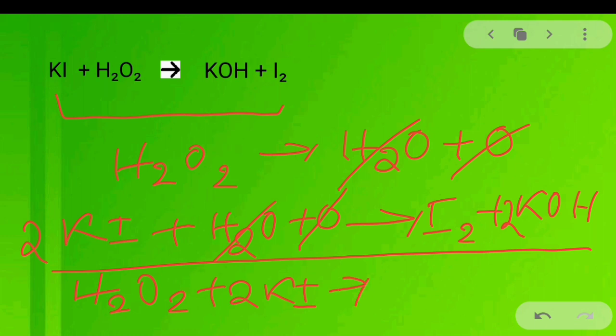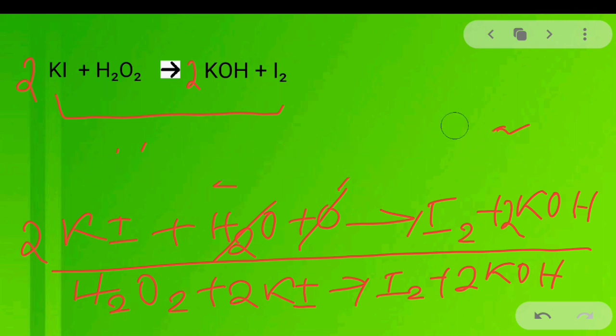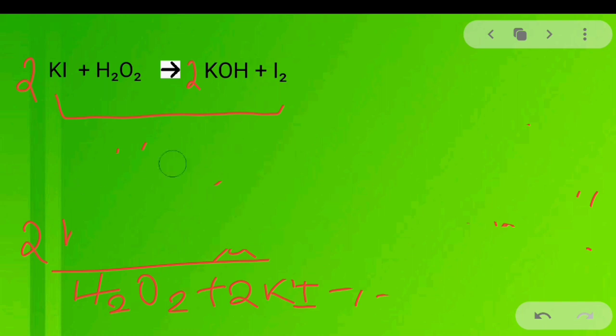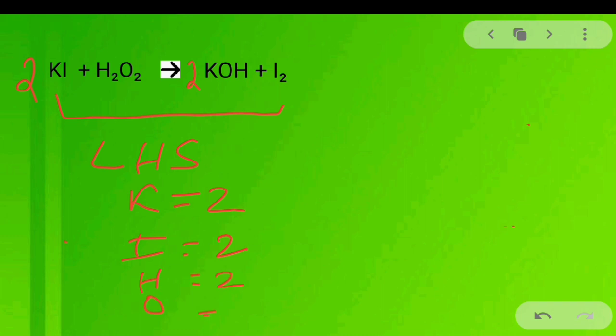You will get I2 plus 2KOH. Okay, so H2O2 plus 2KI, you will get I2 plus 2KOH. Now let us see whether the number of atoms present on both sides is equal or not. Let me write this. The number of atoms present on the LHS: potassium is equal to 2, iodine is equal to 2, hydrogen is equal to 2, and oxygen is equal to 2.